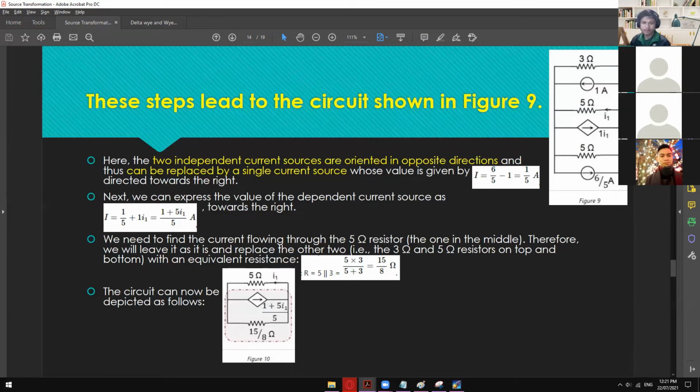Nagets naman po, sir. Okay, very good. Gets, sir? So after this, nakikita nyo na siguro kung paano ulit yung mangyari. So from current source into a voltage source.